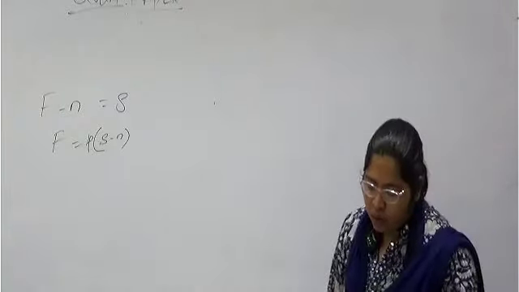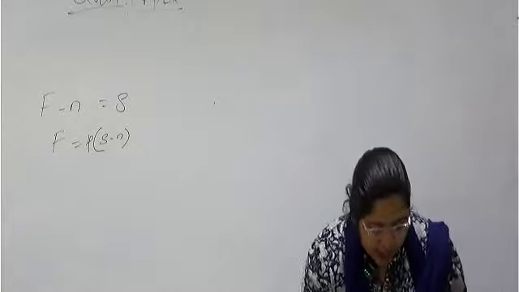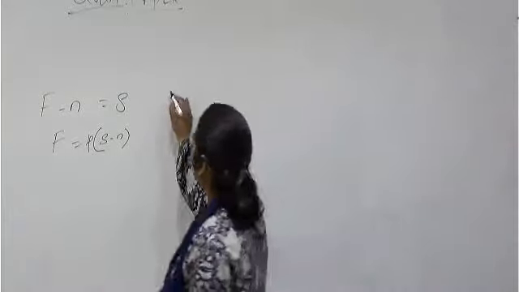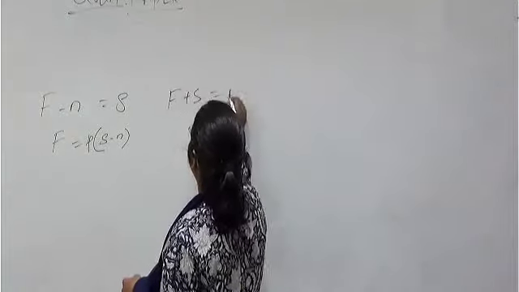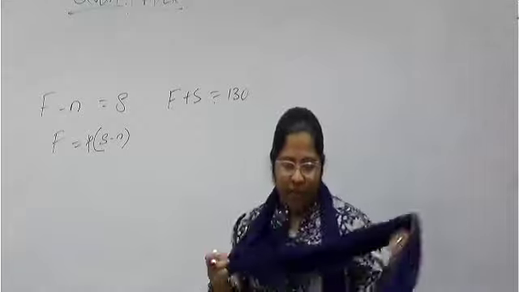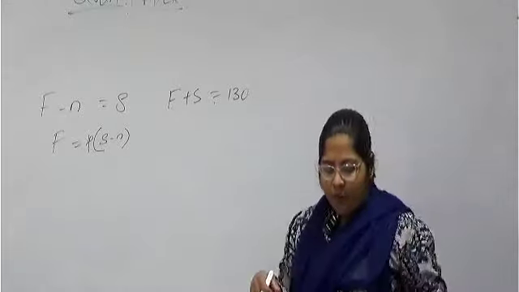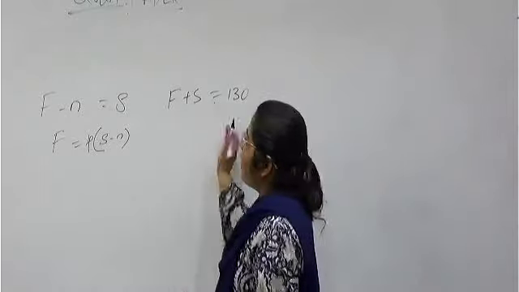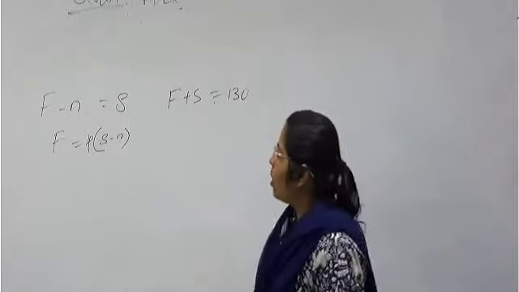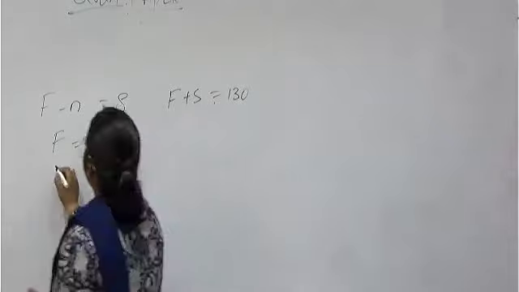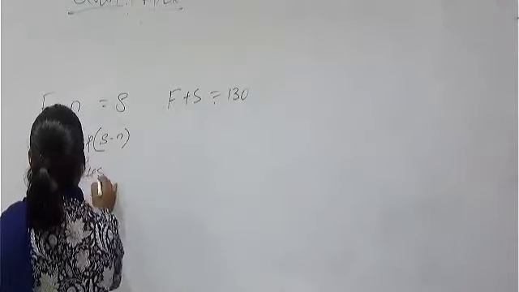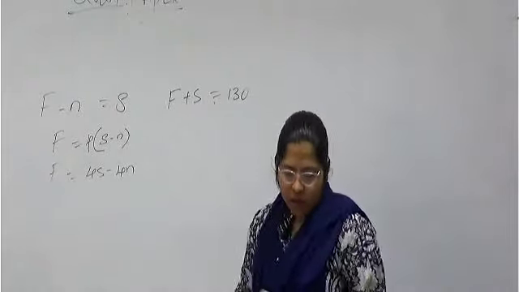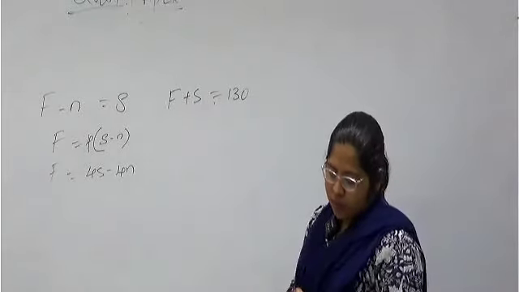From here, he is also saying that the sum of the present age of the father and the son, F plus S, is given. What is that? 130. This much data you should figure out. If F plus S is equal to 130, here you can substitute any value. Yes or no? F is equal to 4S minus 4n. You can substitute any value.